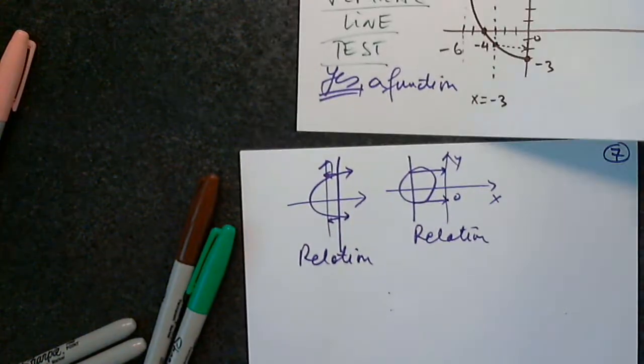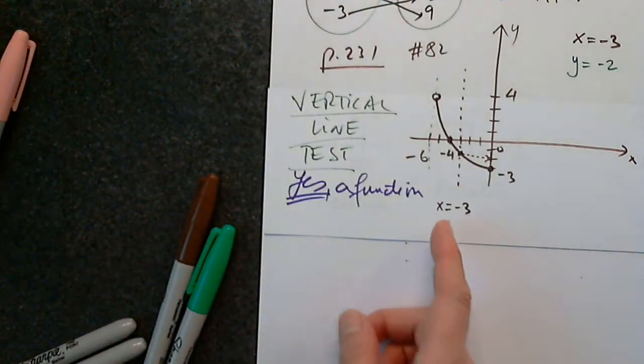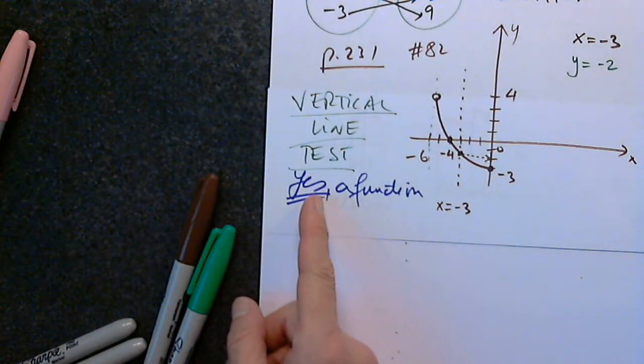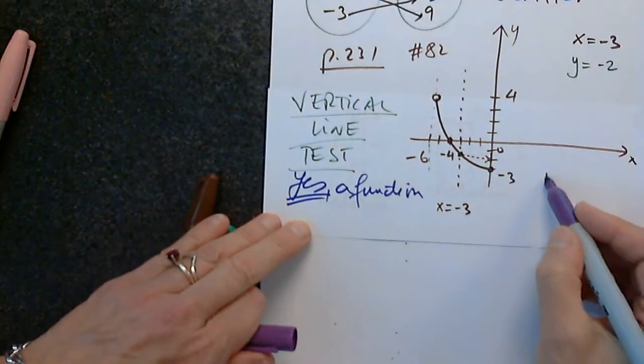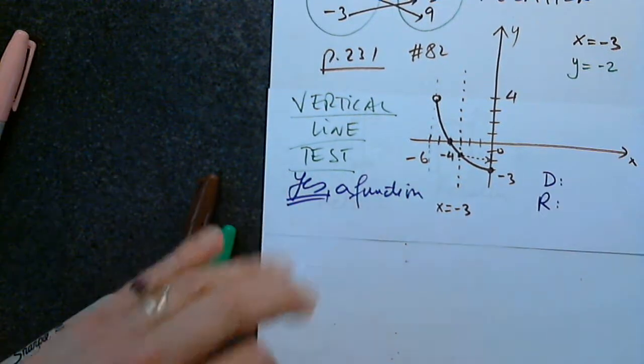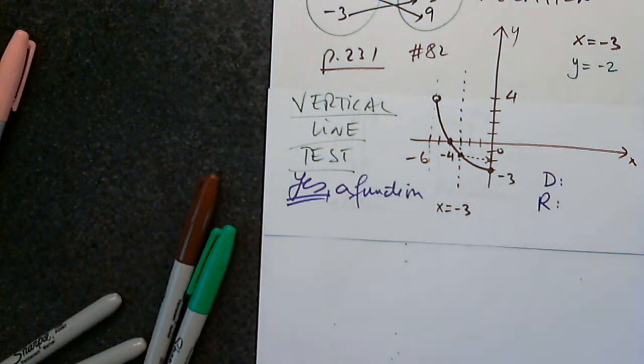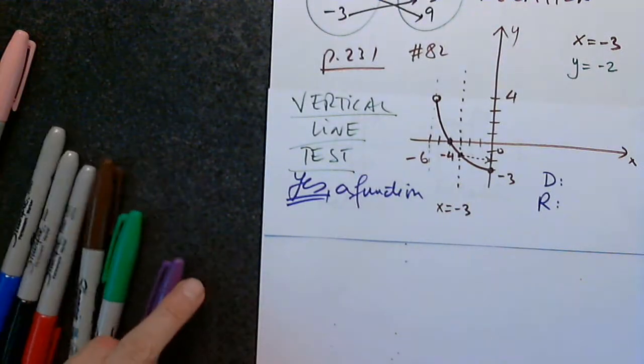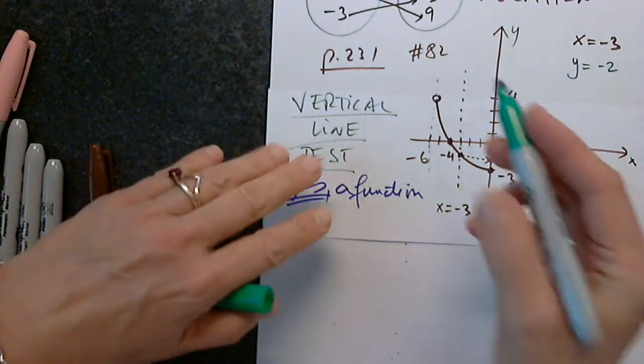Coming back to our graph. So yes, it's a function by the vertical line test. Now I'm going to ask you, what is the domain of this function and what is the range of this function? The domain is from the leftmost point where the function exists till the rightmost point where the function exists. I would maybe use parentheses or brackets, but it's from the leftmost point till the rightmost point on the x-axis.